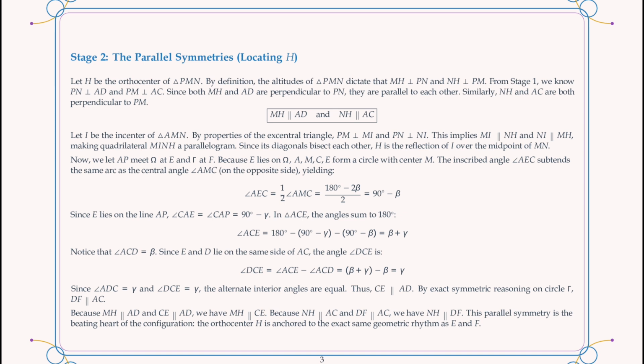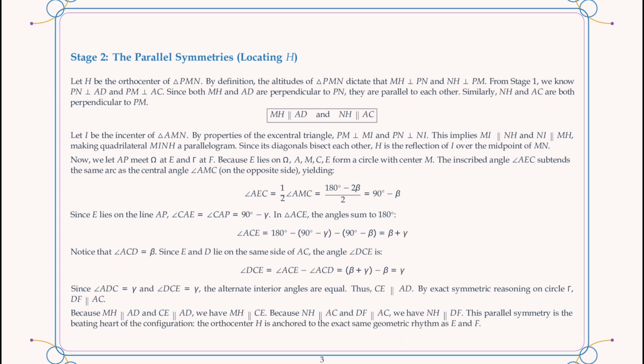Notice that angle ACD equals beta. Since E and D lie on the same side of AC, the angle DCE is angle ACE minus angle ACD, which equals gamma. Since angle ADC equals gamma and angle DCE equals gamma, the alternate interior angles are equal. Thus, CE is parallel to AD.